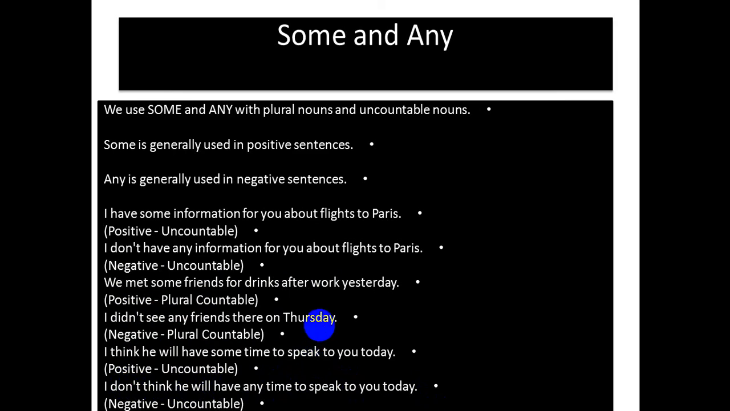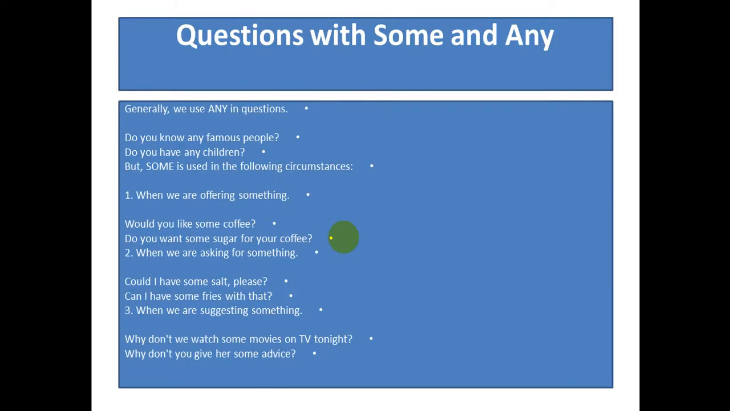Okay. Questions with some and any. Generally, we use any in a question. Okay? Do you know any famous people? Do you have any children?